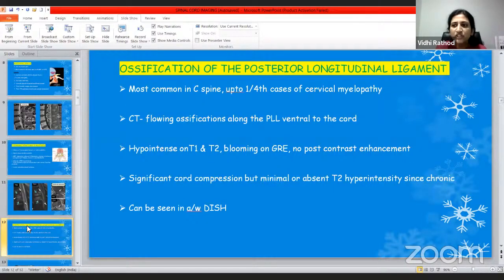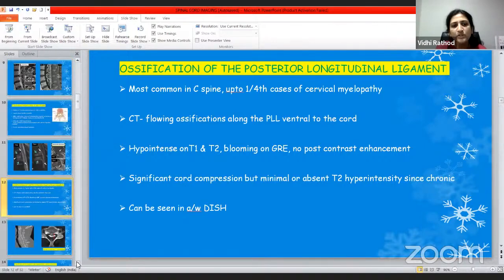Next entity is ossification of the posterior longitudinal ligament. It is most common in the C spine, and up to 1/4 of cases of cervical myelopathy are due to OPLL. On CT, we see fluid ossifications along the course of the posterior longitudinal ligament, which is ventral to the cord. Since it's ossification, it appears hyperintense on T1 and T2, blooms on GRE, which is intensely hypointense on gradient echo images, with no post-contrast enhancement. OPLL causes significant cord compression, but minimal or absent T2 hyperintensity since it is a chronic entity.